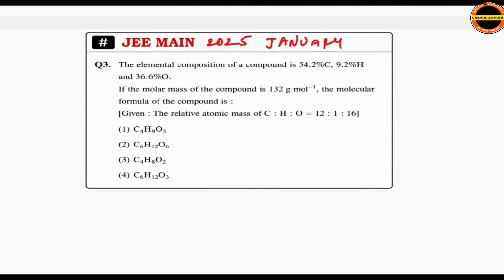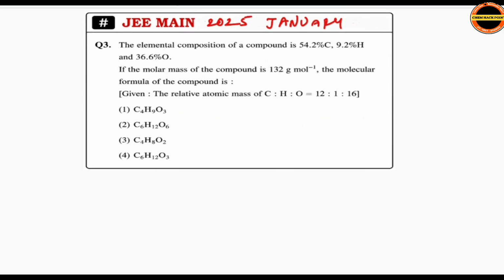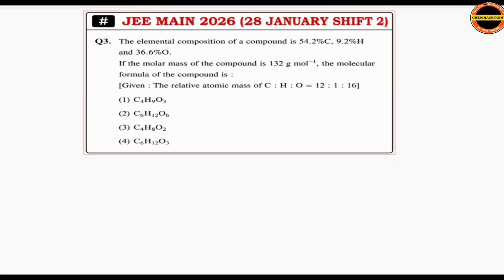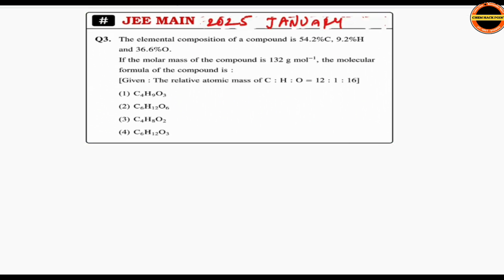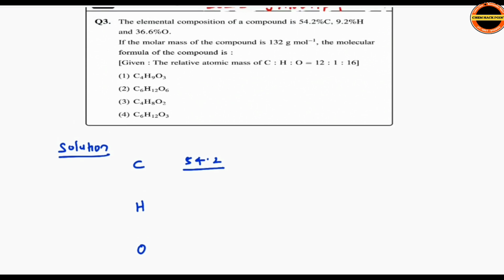Now, a JEE Mains 2025 January question based on the same percentage compositions. Let us see how to solve such questions. Observe it and follow the format. First I am taking the three elements given in the question: carbon, followed by hydrogen, and then oxygen. The respective percentages we take, like 54.2% for carbon.